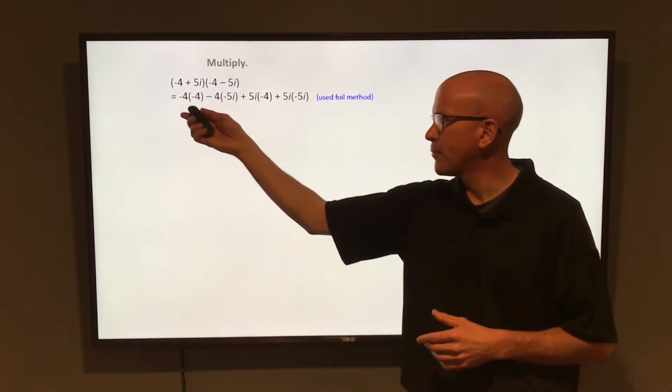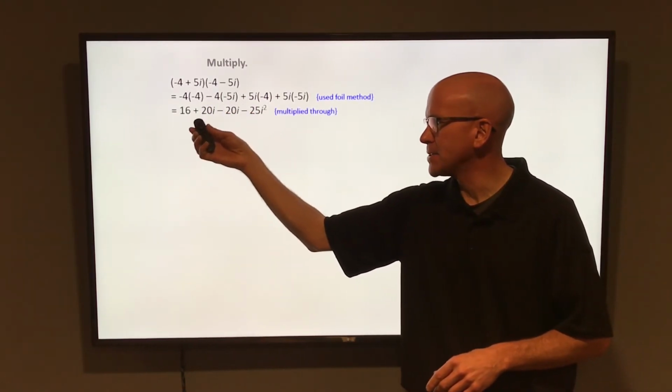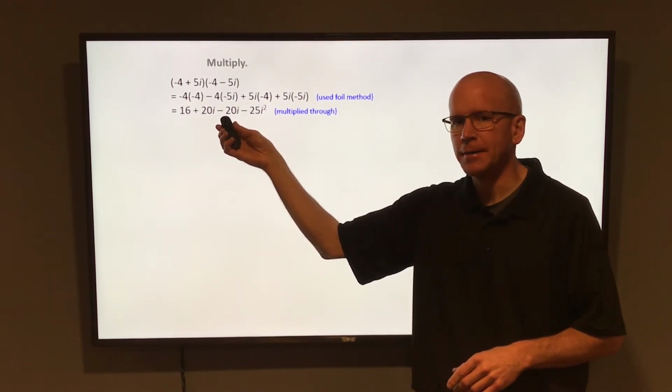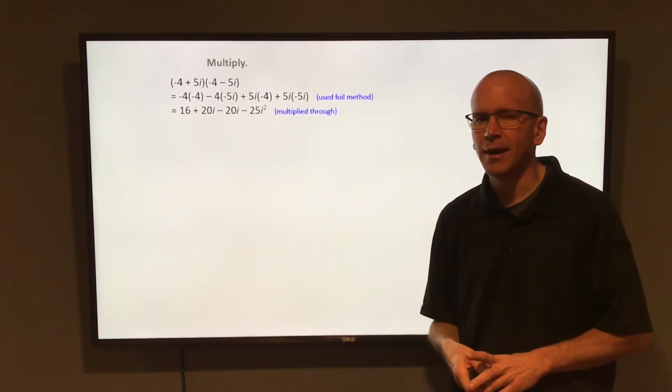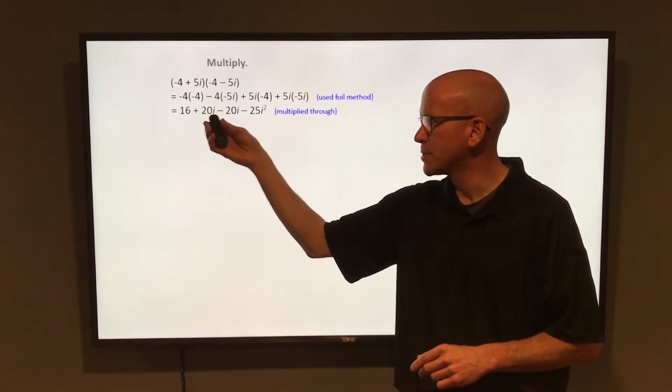Multiply through that. Negative 4 times negative 4, that is positive 16. Negative 4 times negative 5i is positive 20i. 5i times negative 4 would be negative 20i. And on the end, 5i times negative 5i is negative 25i squared. Combine the like terms in the middle. 20i and negative 20i, those two will knock each other out.